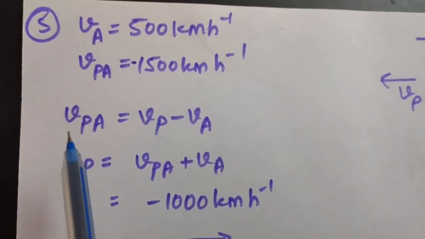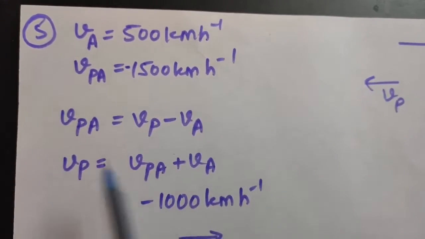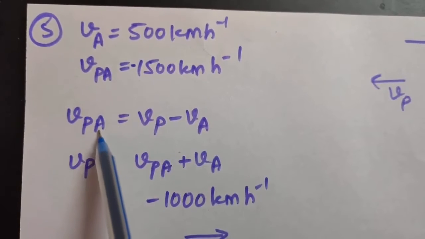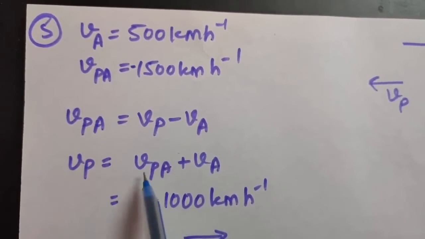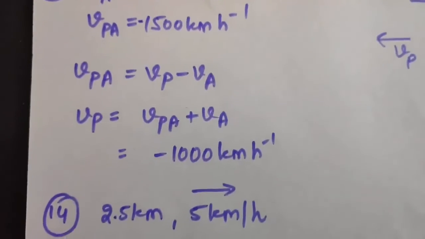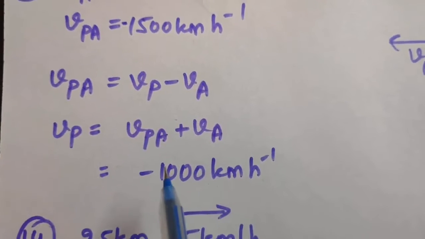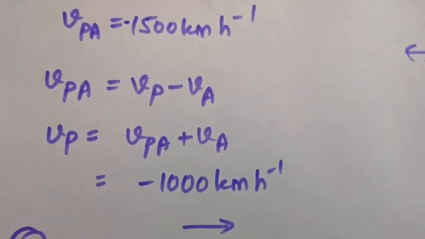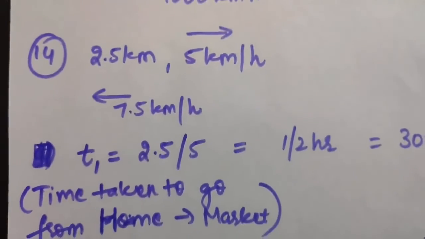Now you know the formula of relative velocity when the two objects are traveling in opposite direction, VPA, which is VP minus VA. Now you know VPA and you know VA also. So calculate VP from here. VP will come to be VPA plus VA, so it will come to be minus 1000 km per hour. The negative sign shows you that the velocity of the products is in the opposite direction. Okay, so the next question is question number 14.